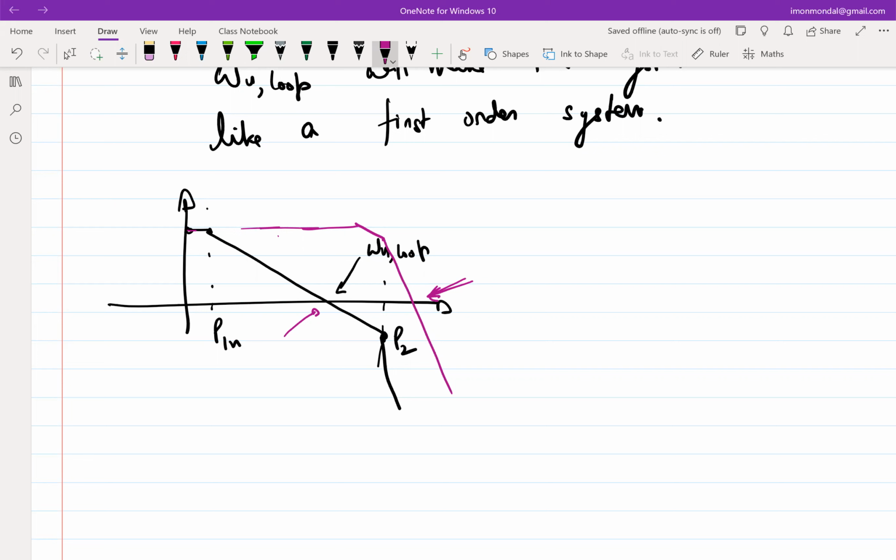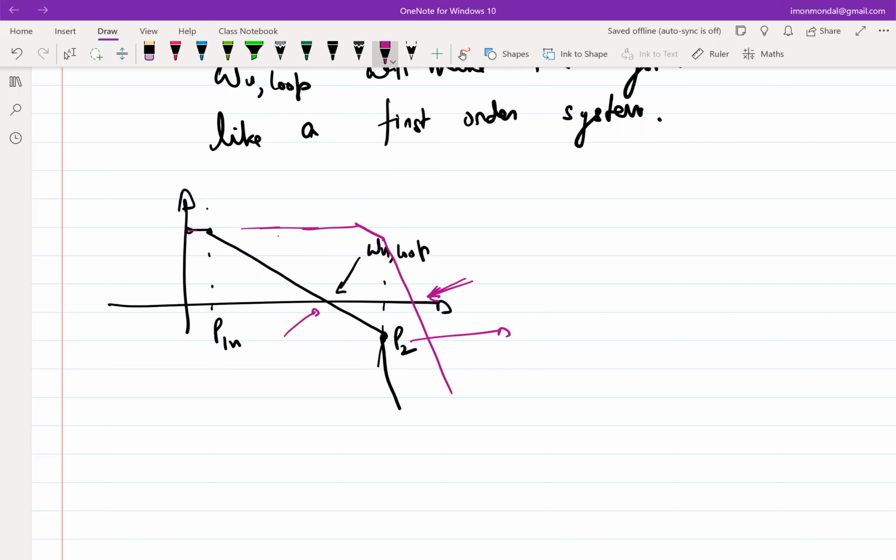but these arguments can also be made using multi-pole systems. But take my word for it at the moment that as long as you can separate the poles far apart, and you can make the system look like a first order system around the UGB of the loop, around omega U loop, you should be fine as far as the stability of the system is concerned. But this now comes at the cost of the bandwidth of the system, because your omega U loop has to go down, right?